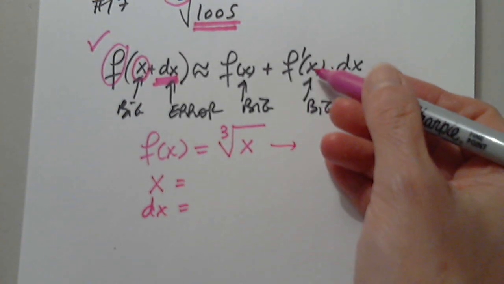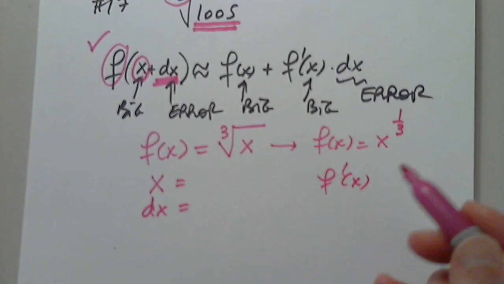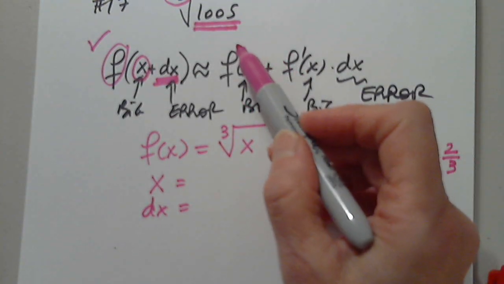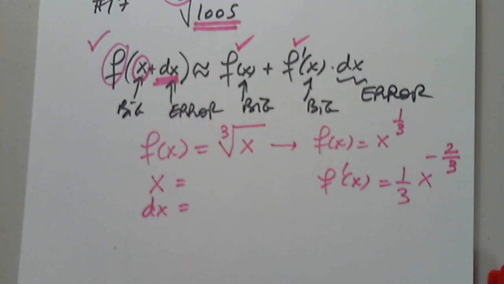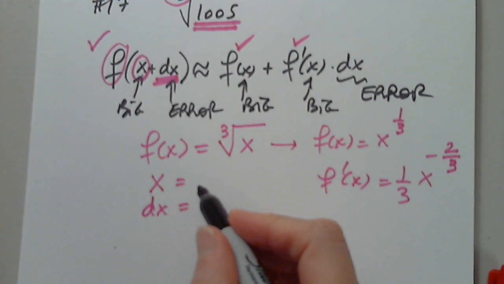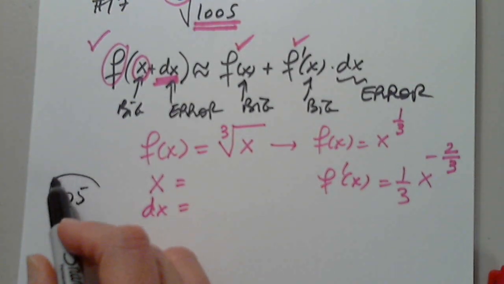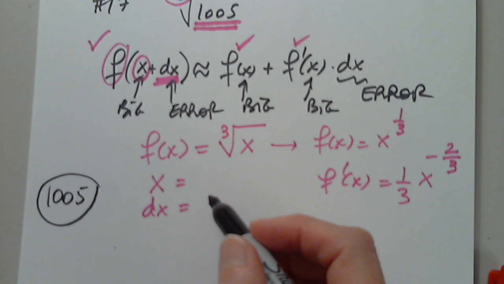Yes, I also have to find f prime. So remember, f of x can be written as x to the 1/3, and when we differentiate, we bring down 1/3, and we subtract 1 from the power. So this is done. I only need to identify the big and the small. So look at 1005 and say, the big is and the small is. What is the big and what is the small? Can anyone tell us in 1005 what will be the big and what will be the small? Give it a shot.